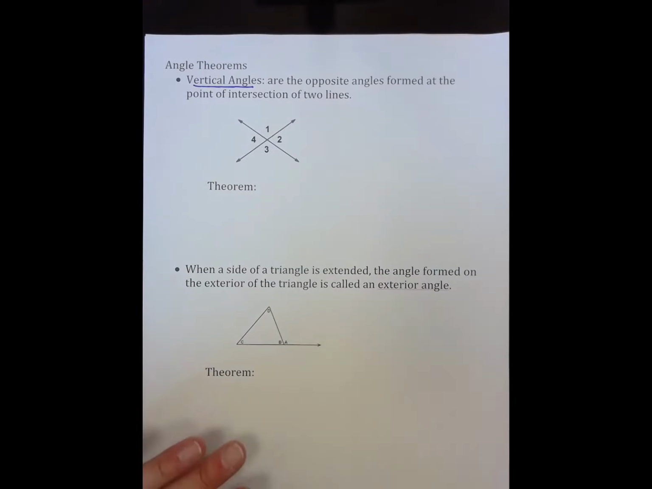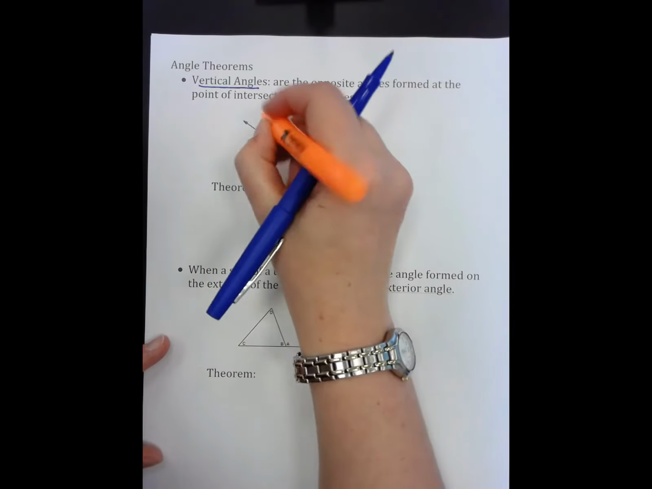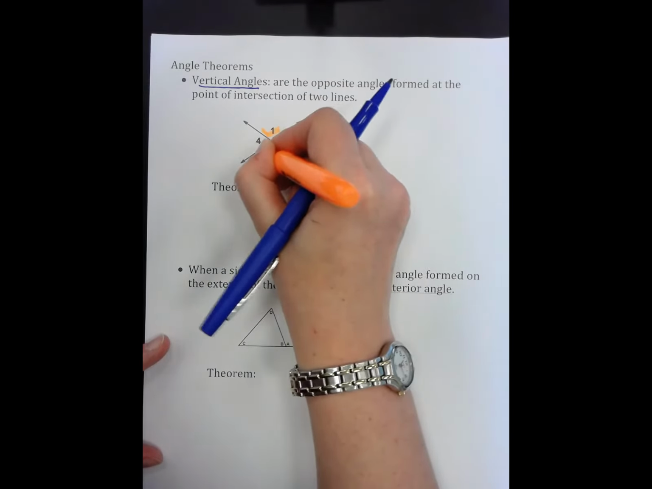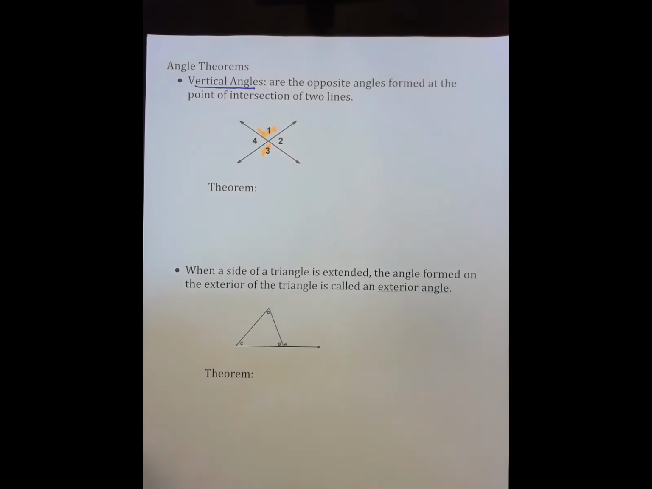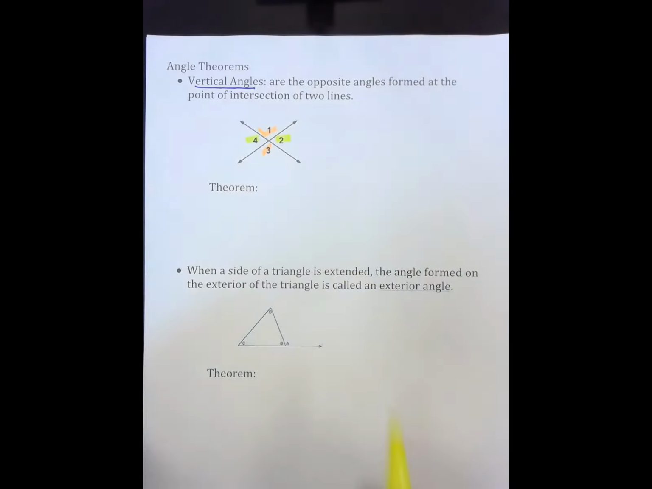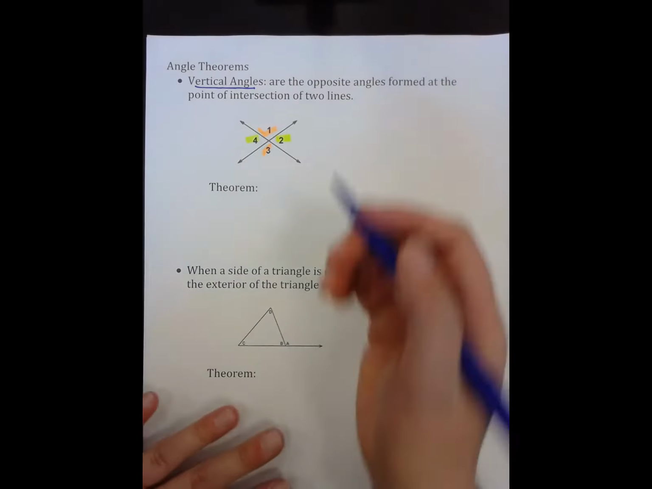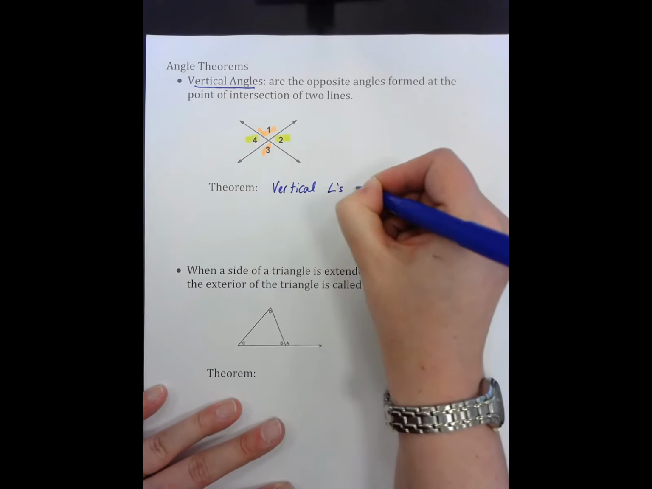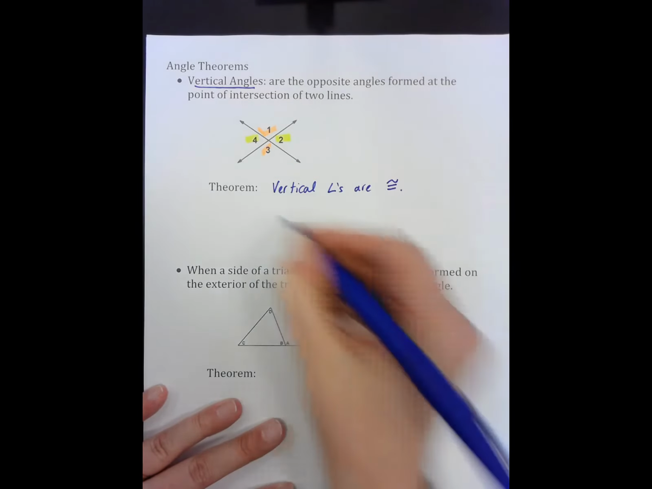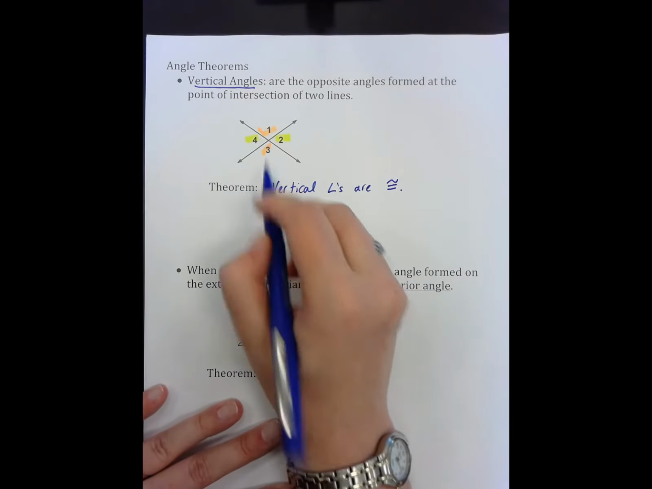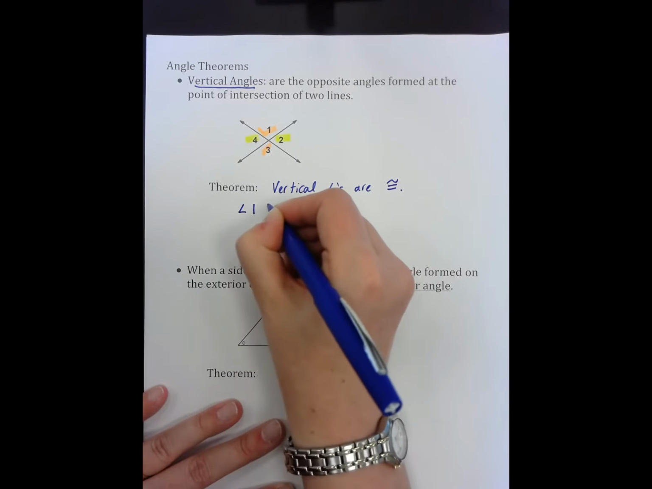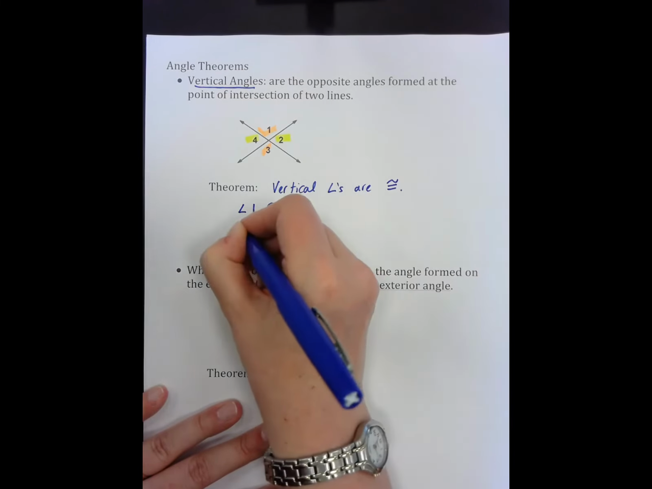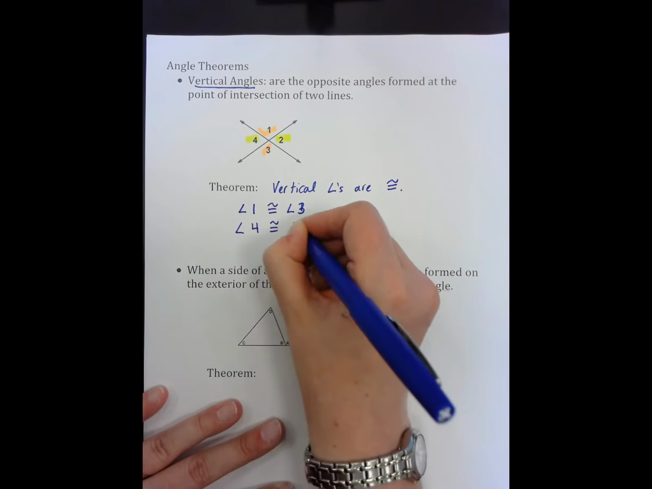Vertical angles are opposite angles that are formed at the point of intersection of two lines. So angle 1 is vertical with angle 3, and angle 4 is vertical with angle 2. And then our theorem actually says that vertical angles are congruent. So we now not only can say that 1 and 3 are vertical, we can actually say that angle 1 is congruent to angle 3, and that angle 4 is congruent to angle 2.